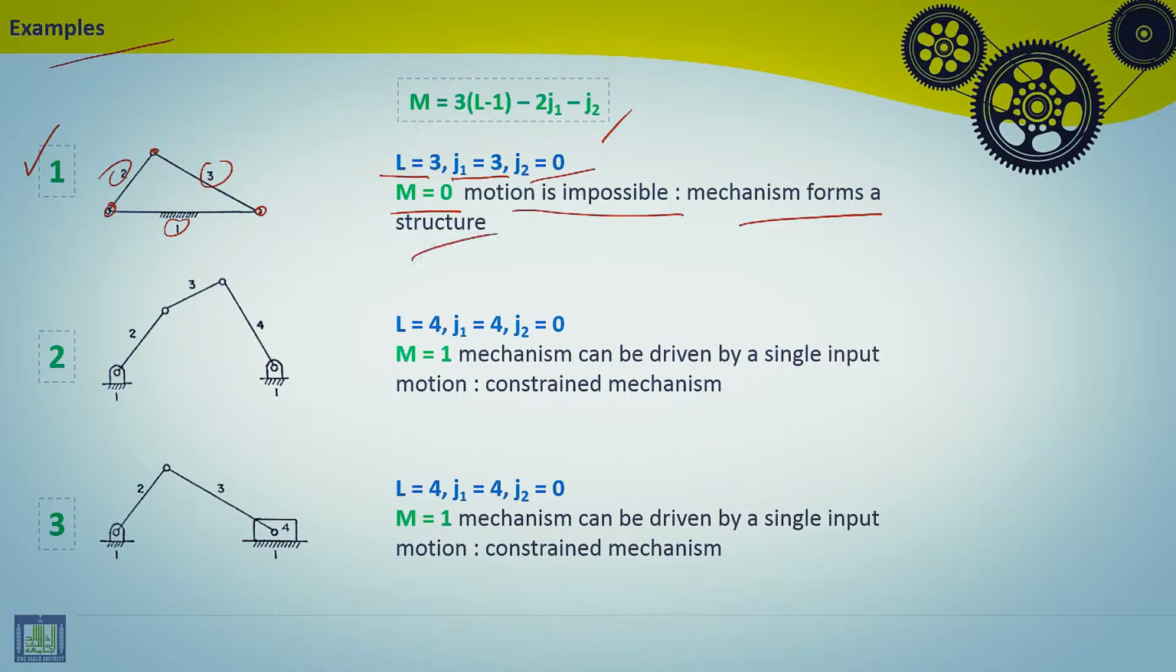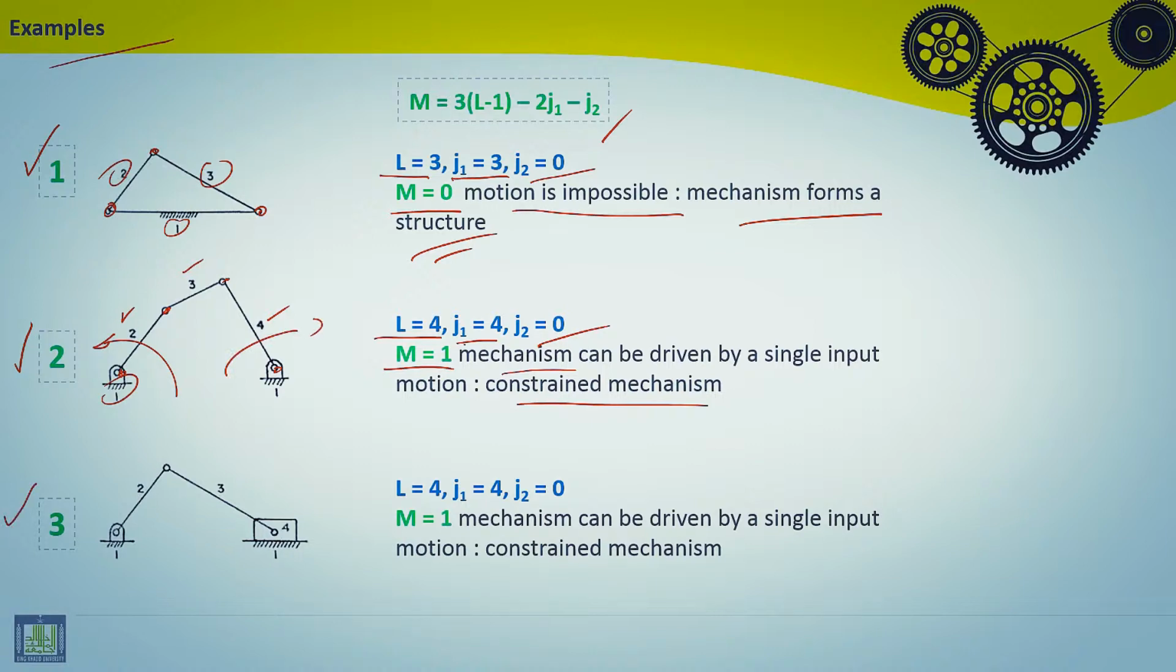Mechanism forms a structure. For the second example, it is called 4-bar mechanism. We have number of links equal 4, the ground, second, third, and fourth. Lower pairs, rotation here, here, here, and here, 4, and no higher pairs. So M equal 1, mechanism can be driven by a single input motion, constrained mechanism. So it can be controlled by the rotation, here or here.